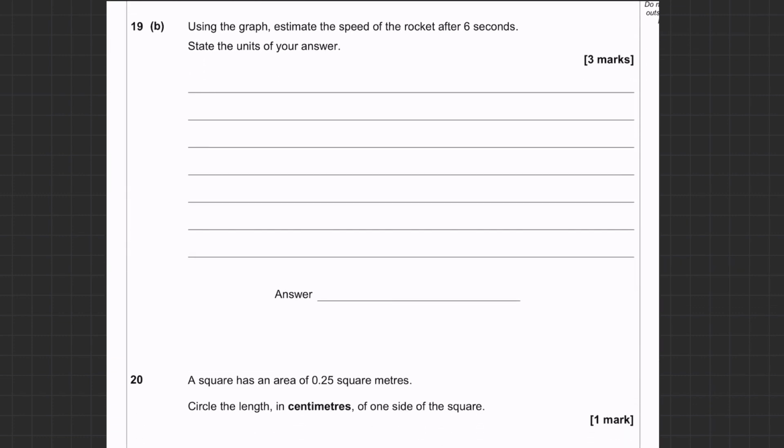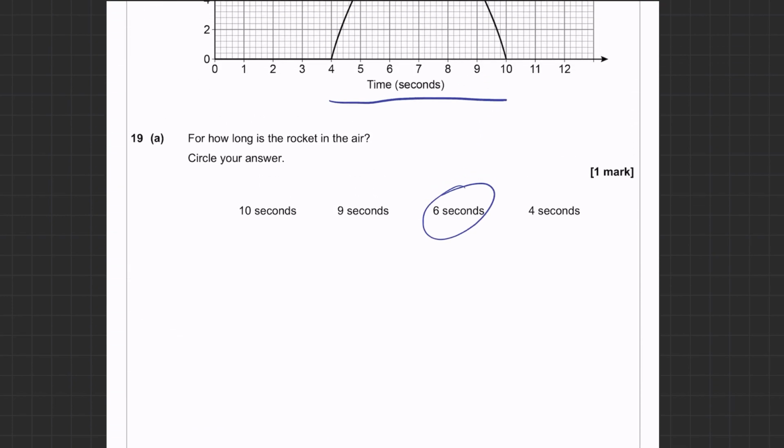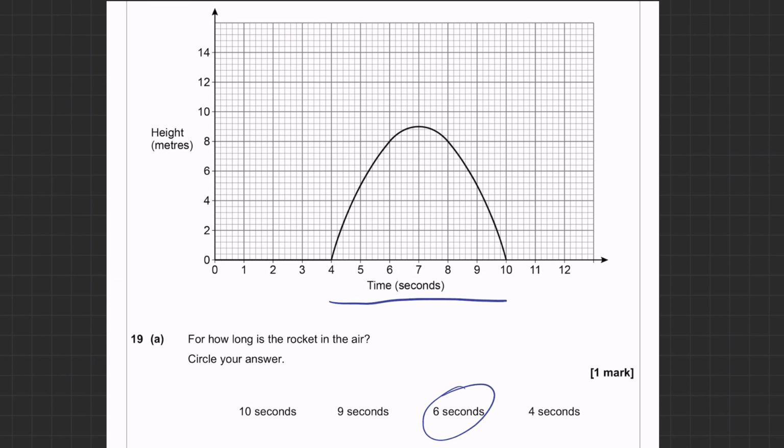Part B says, using the graph, estimate the speed of the rocket after 6 seconds. State the units of your answer. So we're going to have to go back to the graph here and say, well, at 6 seconds, I'm going to look from the bottom and go all the way up until the point here. And then I'm going to draw a straight line.